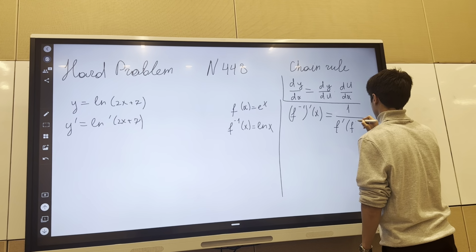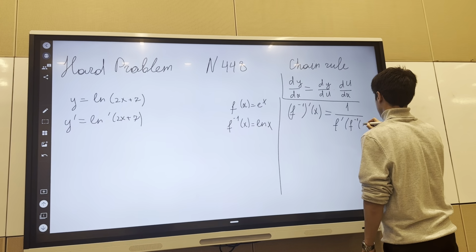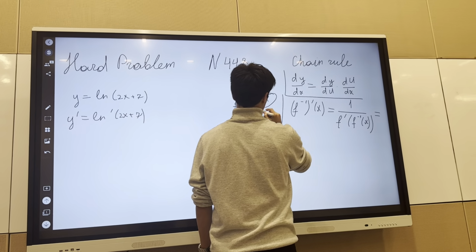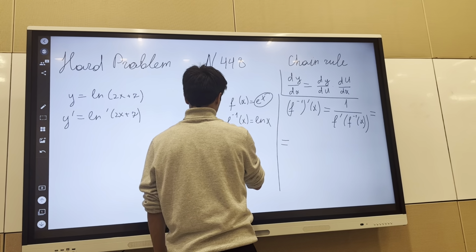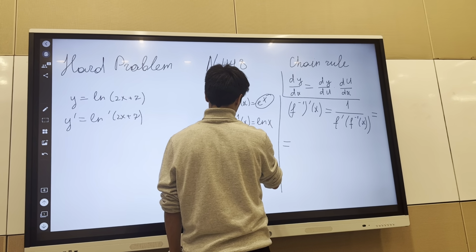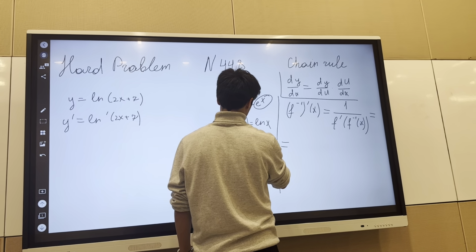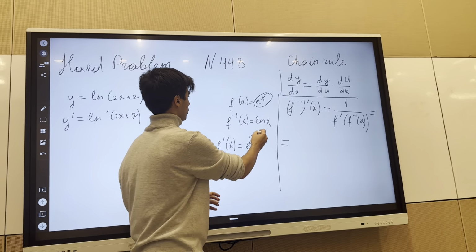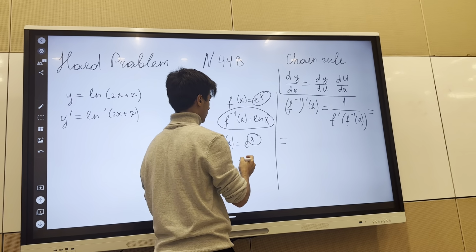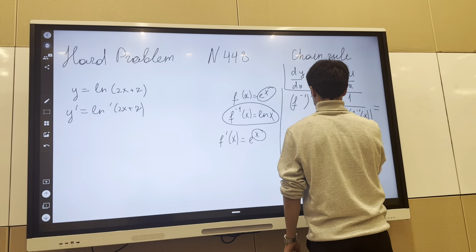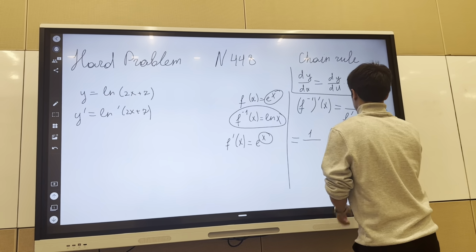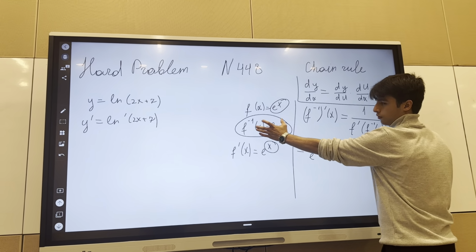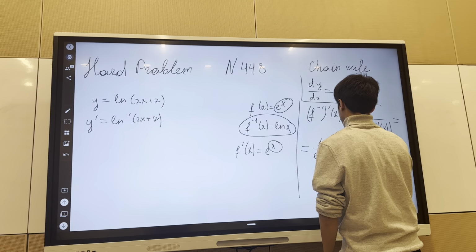If our function is e to the power x, and its derivative is e to the power x, right? And our domain is the range of ln x, right? Then our function will look like that. The derivative of the function is e to the power x, and our x is the inverse function, ln x.